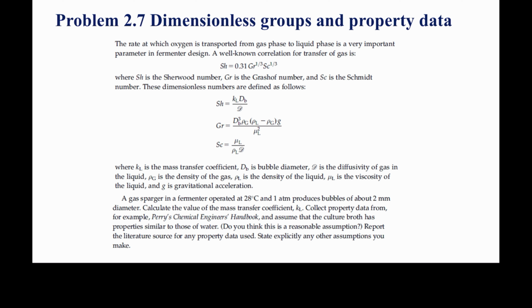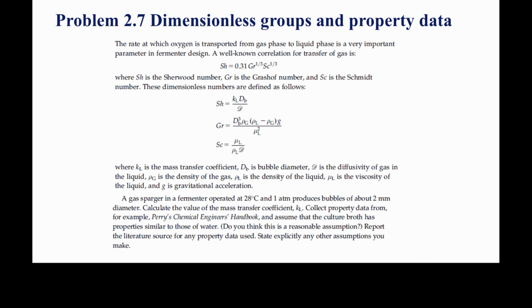A well known correlation for transfer of gas is Sh is equal to 0.31 Gr to the power of 1 by 3 Sc to the power of 1 by 3. What is this Sh? It is called the Sherwood number. Basically these are used in mass transfer. Gr is the Grashof number and Sc is the Schmidt number. Also, these are all dimensionless numbers, which means there is no dimension for them.